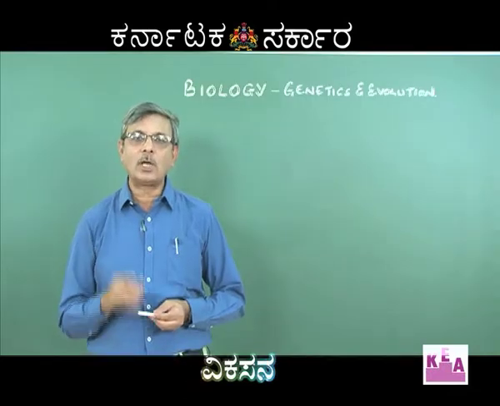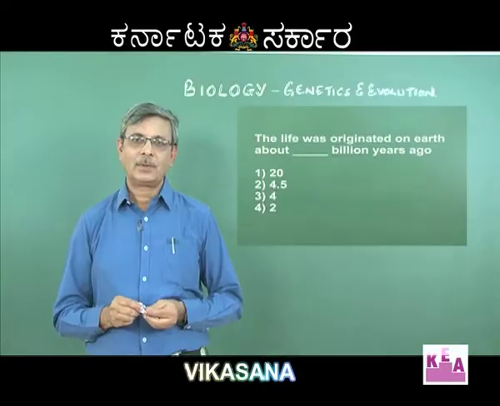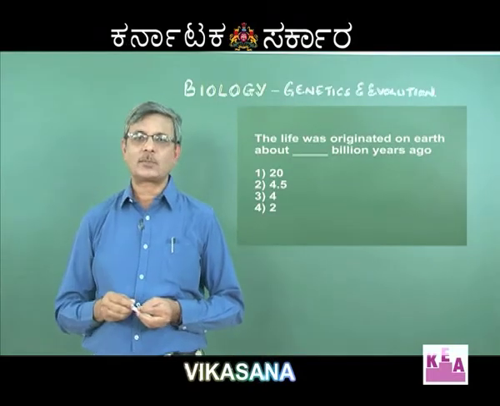Now we move on to the next question. This is a simple, knowledge based question. Life originated on the earth about dash billion years ago. Four options: 20 billion years ago, 4.5 billion years ago, 4 billion years ago, 2 billion years ago. So here they are asking you, life originated on earth when, in terms of billion years.